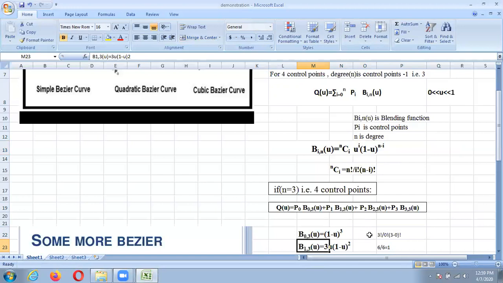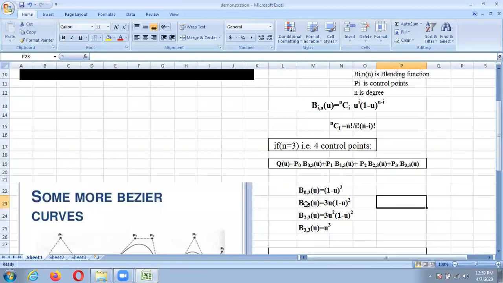Now consider the value b1 comma 3 of u. At that time, first we have to calculate n C i.